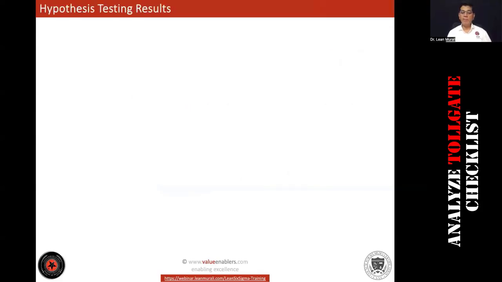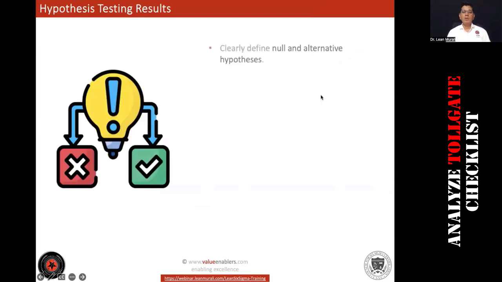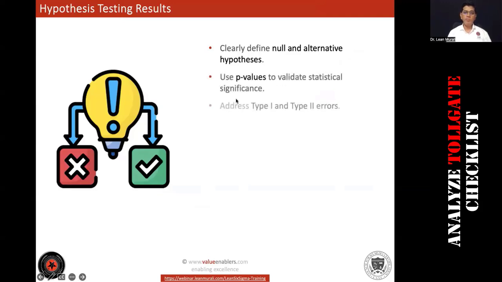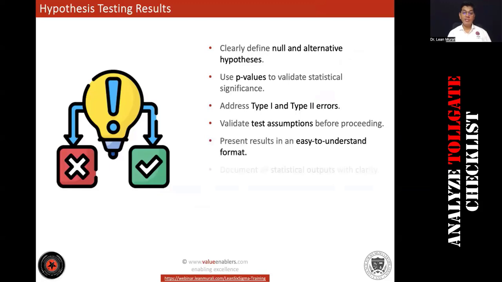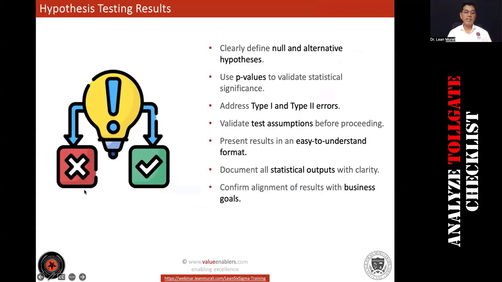So a summary of the hypothesis testing results. Clearly defined hypotheses, we spoke about null and alternative hypothesis, p-values for significance, type 1 and type 2 errors, validating assumptions, easy to understand format, document all the statistical outputs, confirming alignment of results to business goals, and all that in the analysis phase. If you want to know about this, you can access my previous videos. I'll share towards the end of the session. I will share all the formats also. So highlight actionable insights from the hypothesis testing.